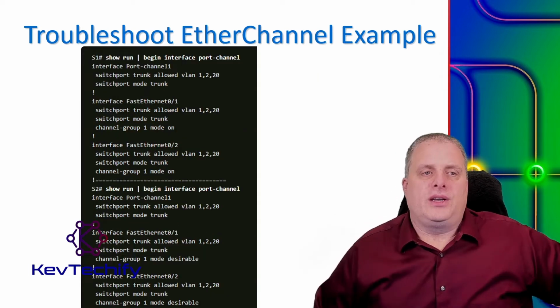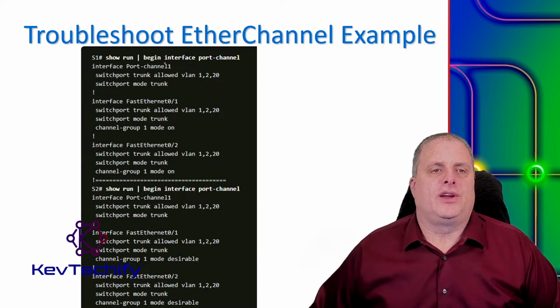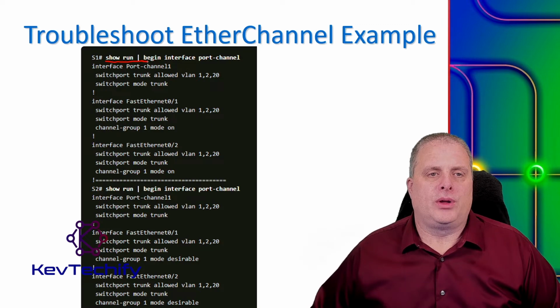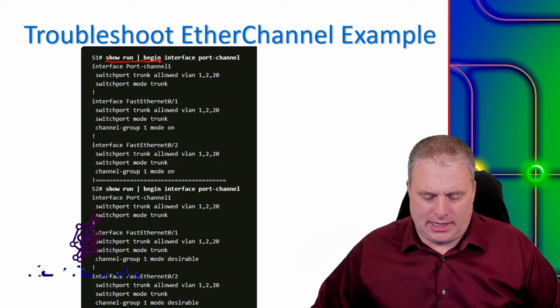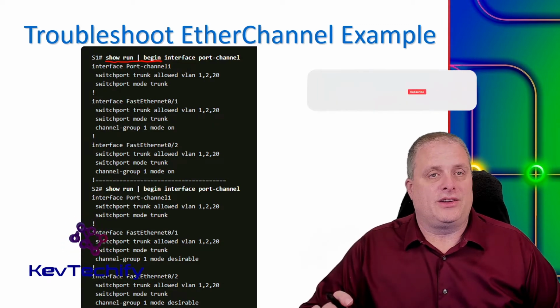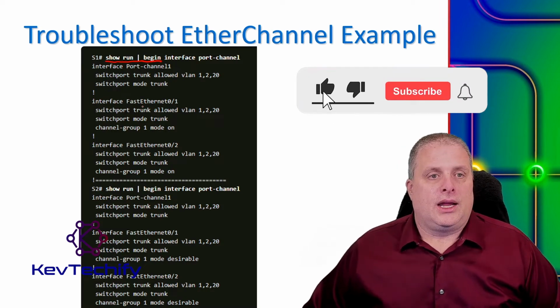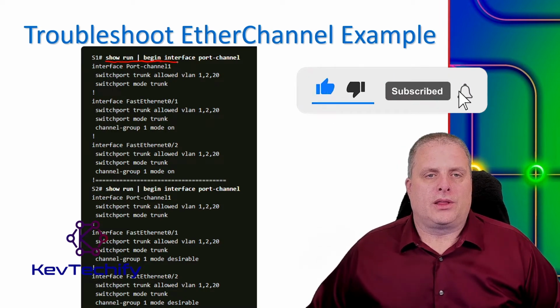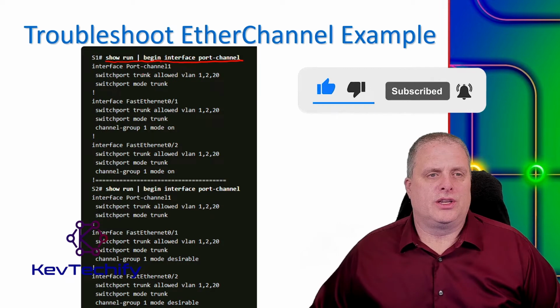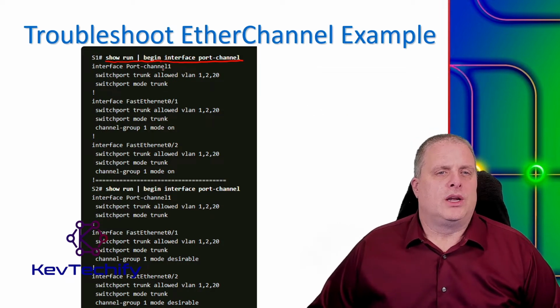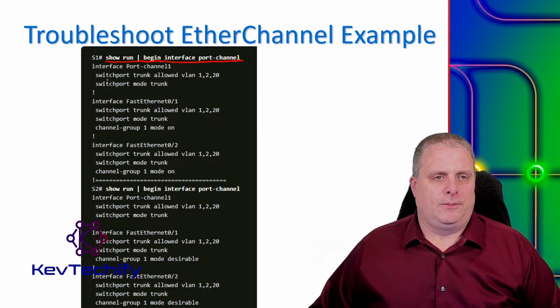Next thing I would enter in here is I'd look at our running configuration. Up here, I entered show run, and then I put the pipe sign. That's the key above the enter key. You hit shift. And then I put begin with our port-channel interfaces. So it's going to list out some information. This is on switch 1. So we have port-channel 1 here.